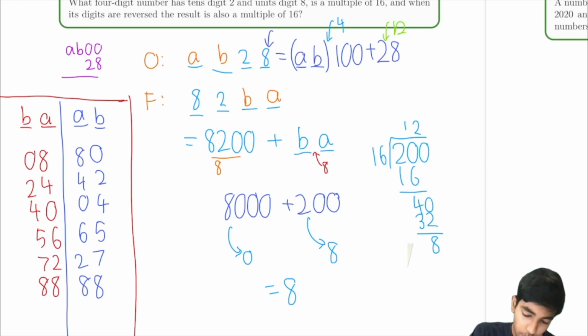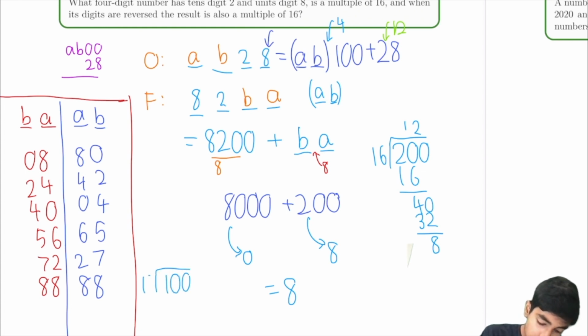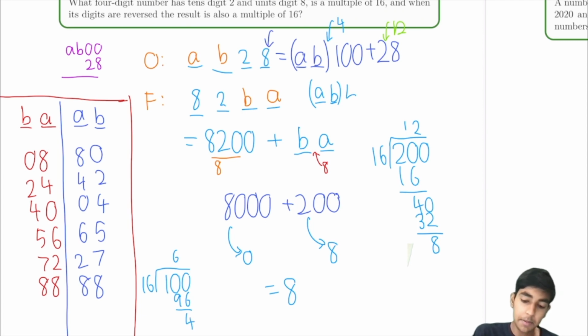And okay, so we've got AB, this 2-digit number, times 100. So what is the remainder when 100 is divided by 16? Well, you can do that out if you'd like. 100 divided by 16 leaves a remainder of 4. So when AB times 4 plus 12, or AB times 4, this thing has to leave a remainder of 4 when divided by 16.